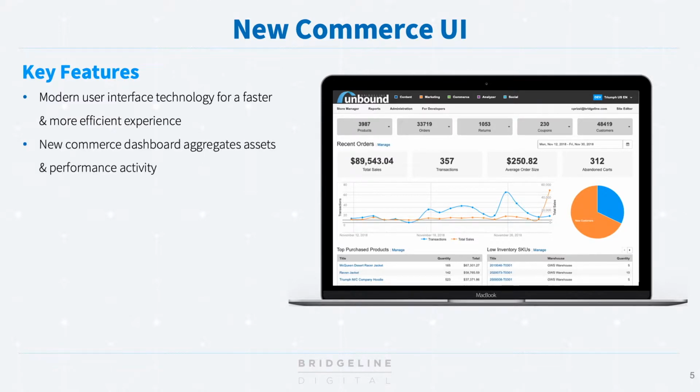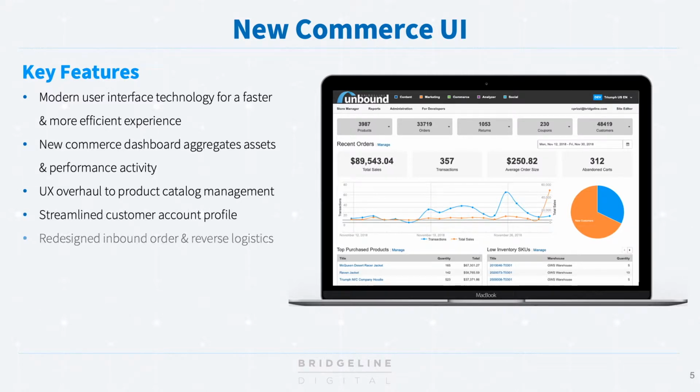We've redesigned the administrative console, starting from the dashboard, where we aggregate the assets and performance of your Commerce implementation and make it much more consistent with the other dashboards in the platform. We've also overhauled the product catalog management, streamlined customer service interfaces, redesigned the inbound order fulfillment and reverse logistics, as well as the coupons and promotions engine. So let's jump in and take a deeper look.